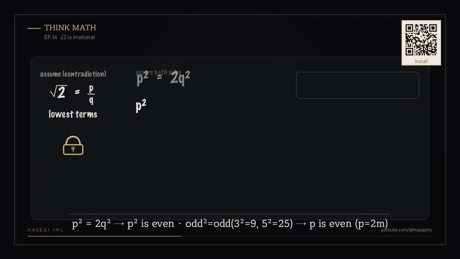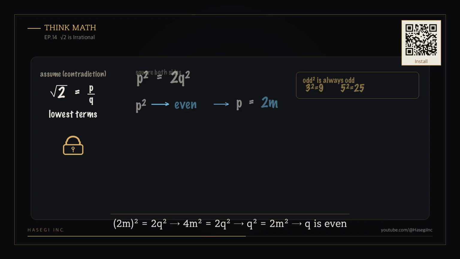Here, p squared is 2 times something, so it is even, but an odd number squared is always odd. 3 squared is 9, 5 squared is 25, so if p squared is even, then p itself must be even. That means p is 2 times some number m.